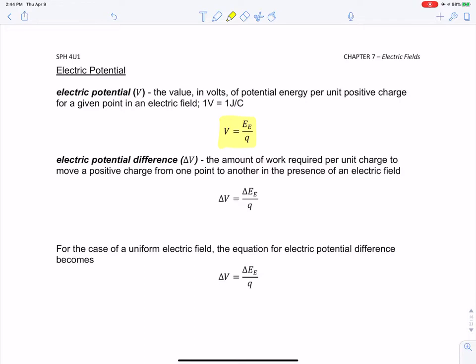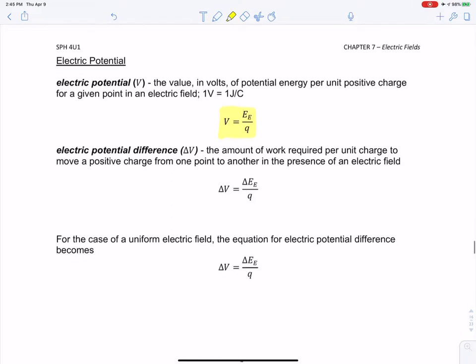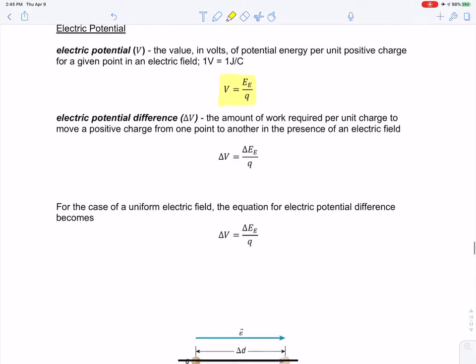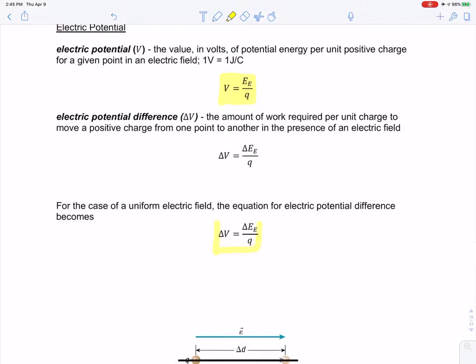Now, electric potential difference is the amount of work required per unit charge to move a positive charge from one point to another in the presence of an electric field. In the case of a uniform electric field, the electric potential difference becomes delta V is equal to delta E over Q.